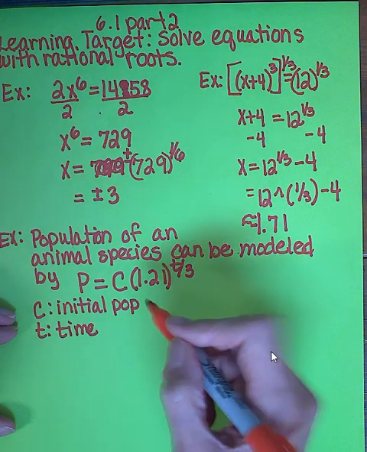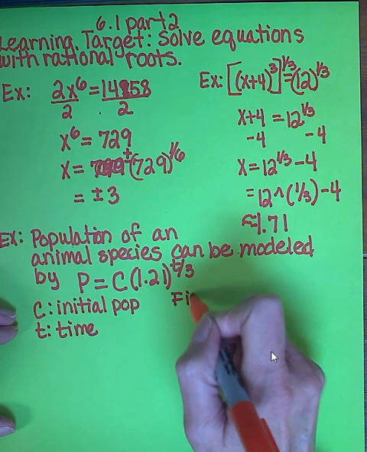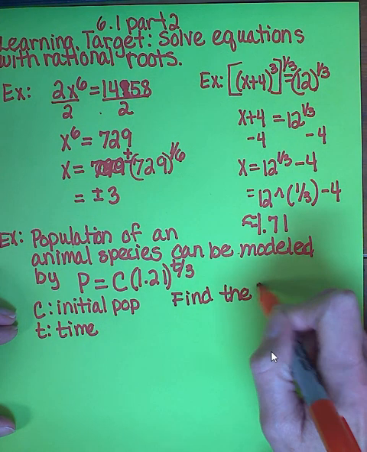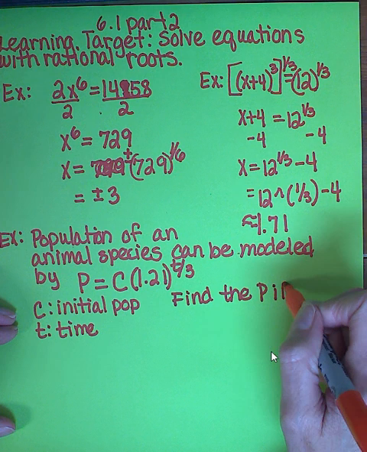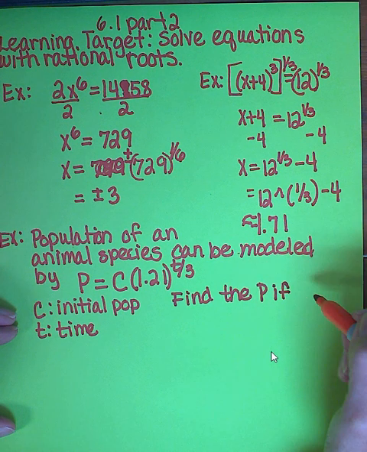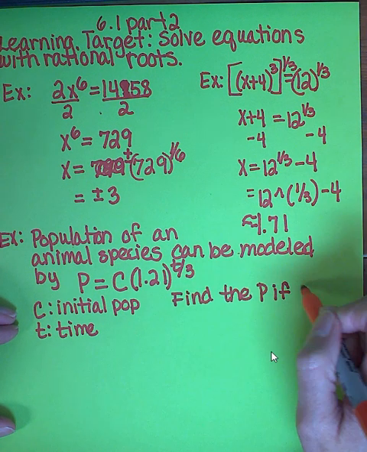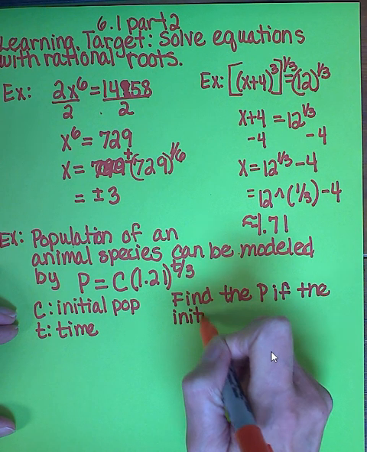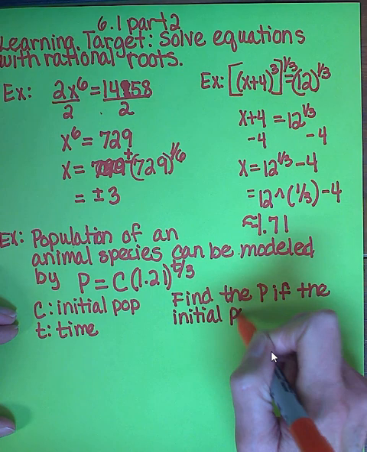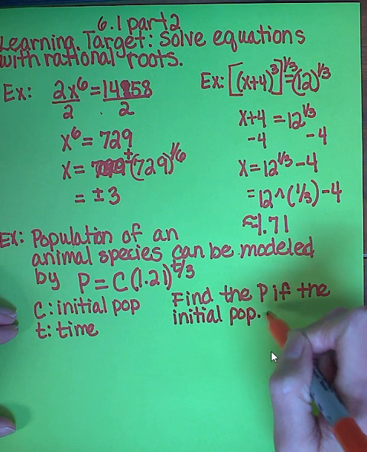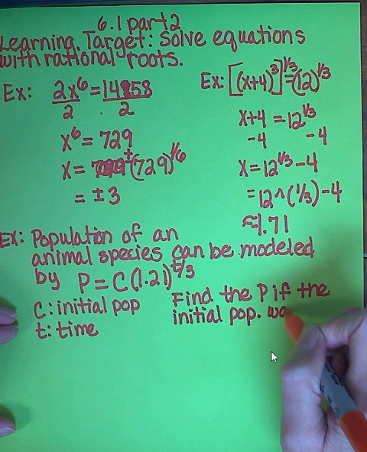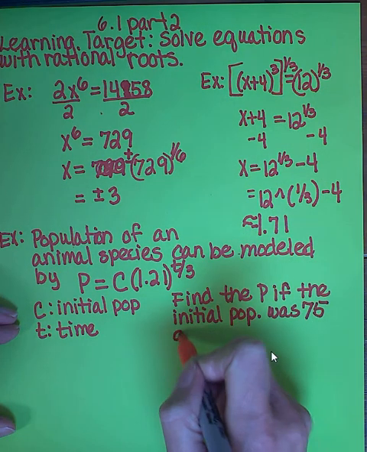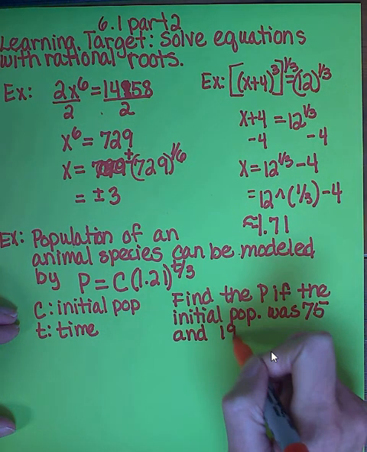Okay, so it wants me to find the population, and we're just using P to represent that. If the initial population was 75, and 19 months have gone by.